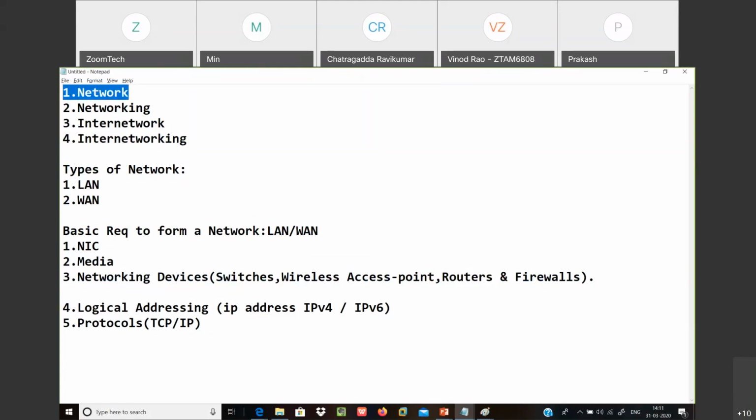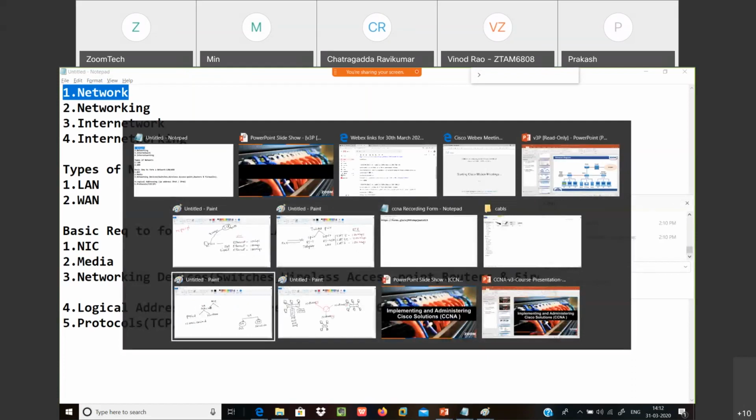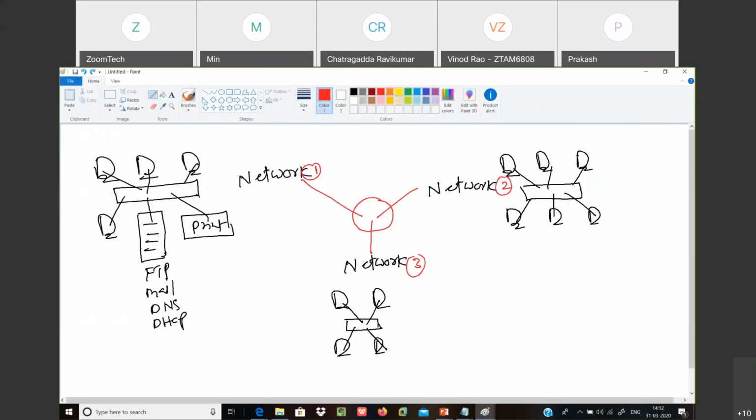The first point is network. What is a network? A network is the interconnection of two or more devices. Networking is communication between two or more interconnected devices. Internetwork is the interconnection of two or more networks, like the network diagram we saw yesterday with three networks. And what is internetworking? Communication between two or more different networks is called internetworking.